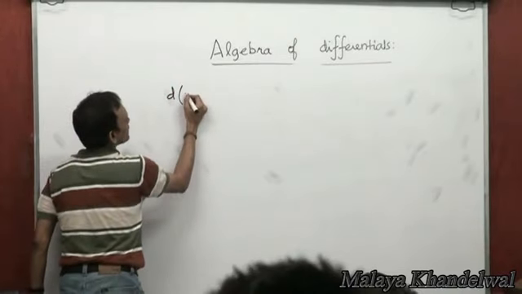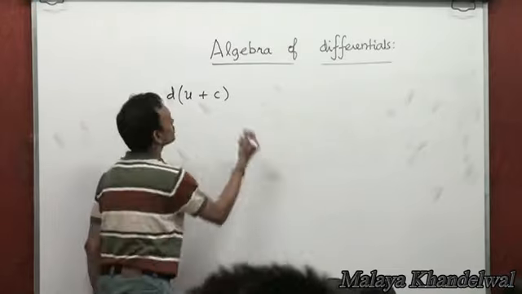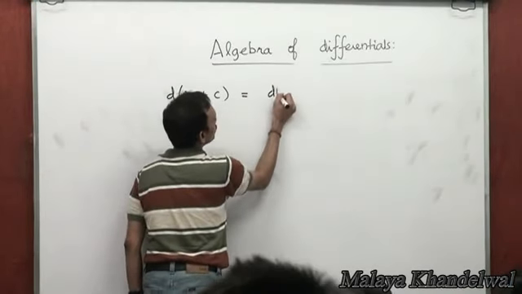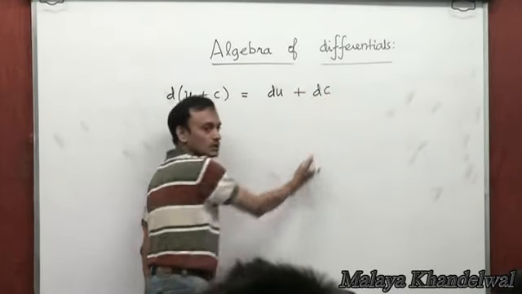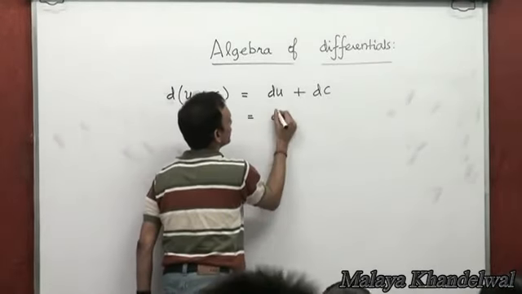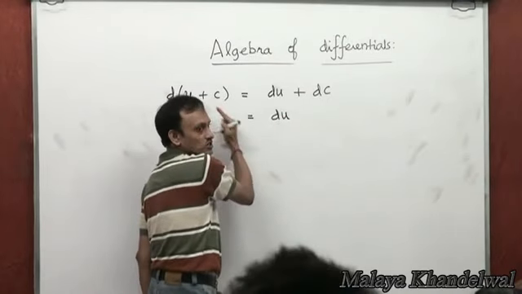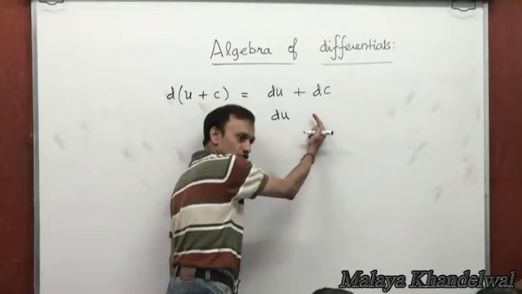Now, evidently, if u is a function of x and c is a constant, then from the sum rule, it's going to be du plus dc, but dc is 0. So this is du. d of u plus a constant is d of u.